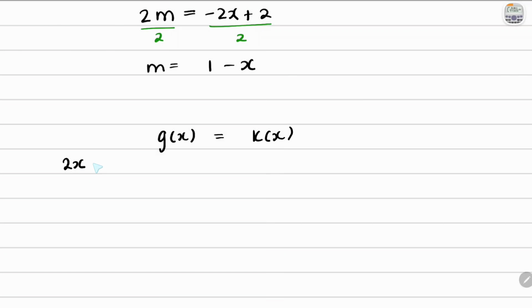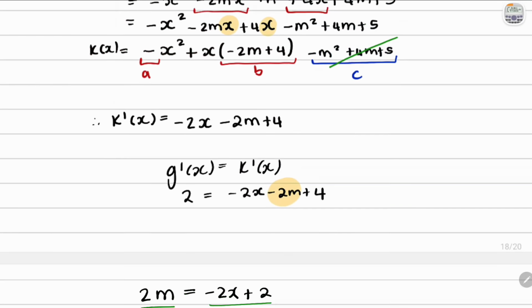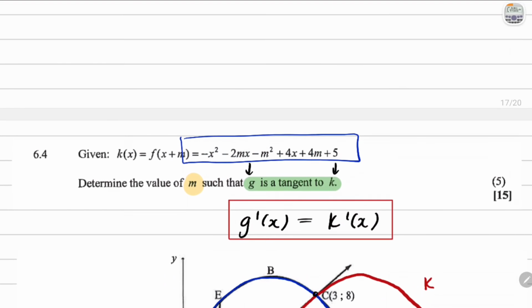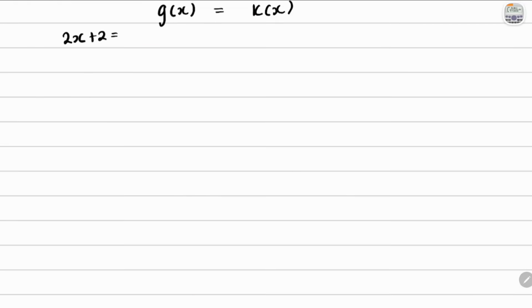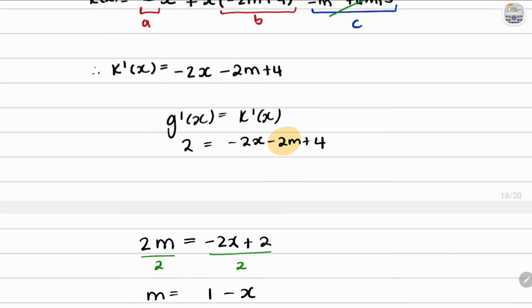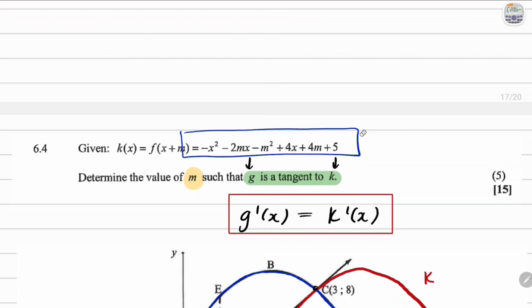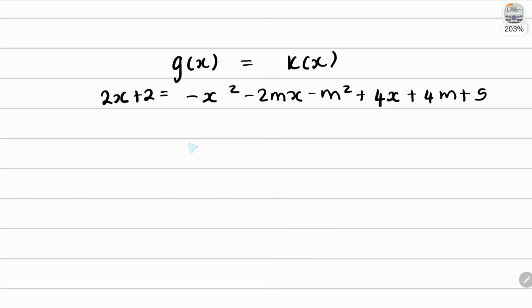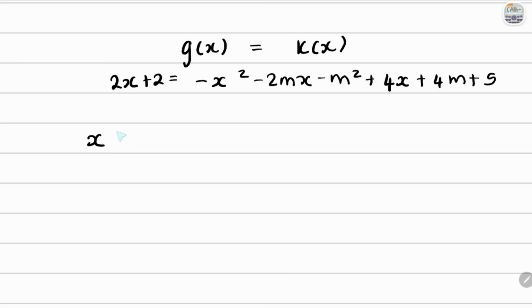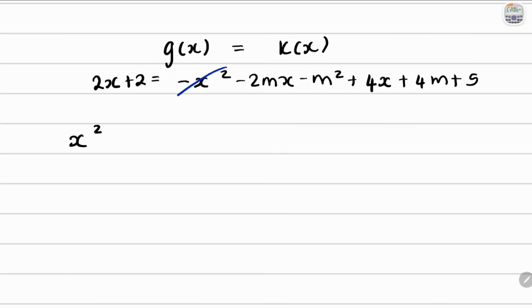So g of x, remember, is 2x plus 2. And then k of x is that long thing. Right now, I don't think it will help to take the factorized version of it, because things are going to have to go over, and that's just going to make us have to start breaking open brackets. So let's just take that entire thing first. So let's go ahead and equate. First of all, we can take x squared over just to make it positive. So negative x squared is over, and I'll just cancel when I'm done, because there's a lot of variables here.